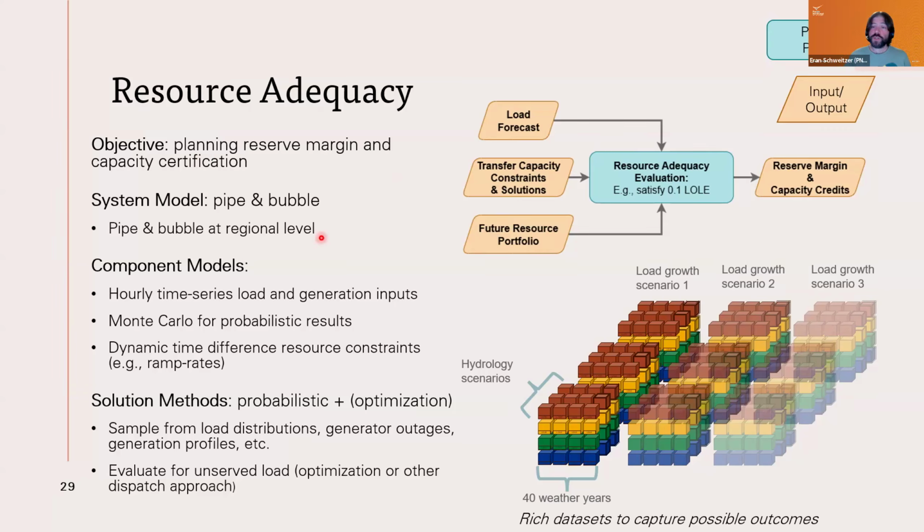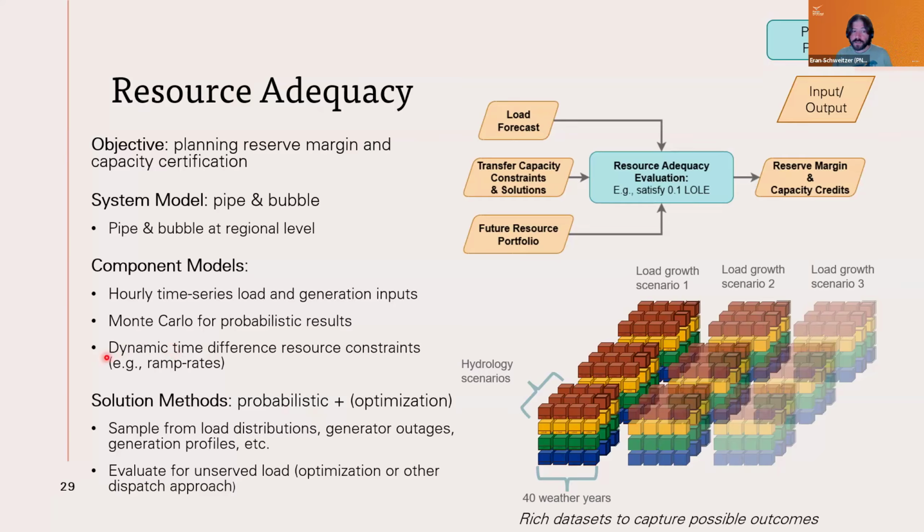The system model that we generally adopt here is a pipe and bubble at a regional level. So each region is represented by its own pipe. And that is because, at the solution method over here, we're going to be running this probabilistic analysis that is often based on some sort of optimization. And so we're going to be sampling from these hourly time series loads or generation through this Monte Carlo approach to be able to generate the probabilistic results.